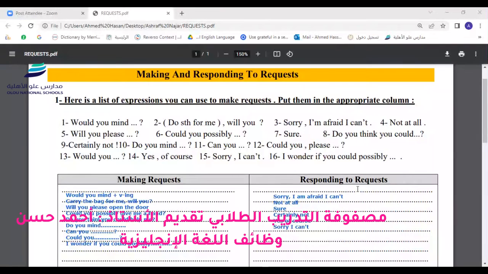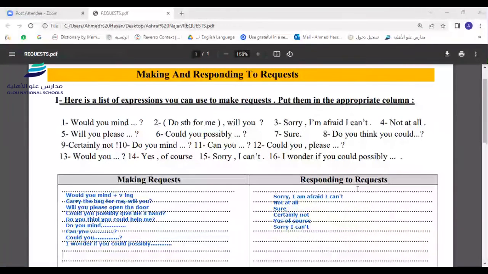When we respond to requests, for example, we can say yes or no. Someone asks you for something, you can agree or disagree, accept or refuse. When you accept, you say sure, certainly, yes, of course. And when you refuse, you say sorry, I can't, or certainly not, or sorry, I am afraid I can't.